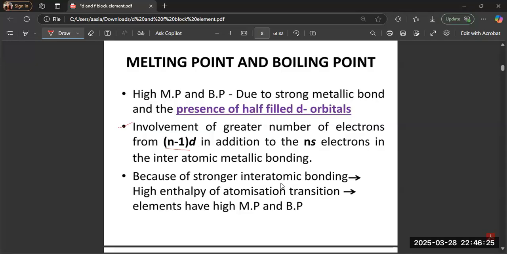Another reason of high melting and boiling point is a stronger interatomic bonding between them, due to which they have higher enthalpy of atomization, and this results in the high melting and boiling point as well. Okay, remember that.